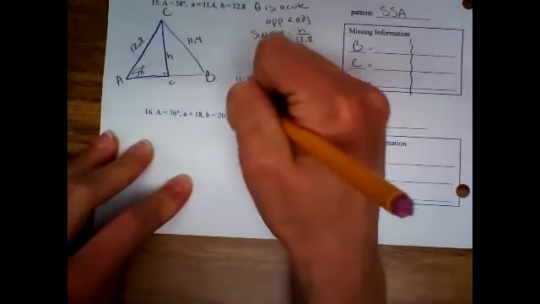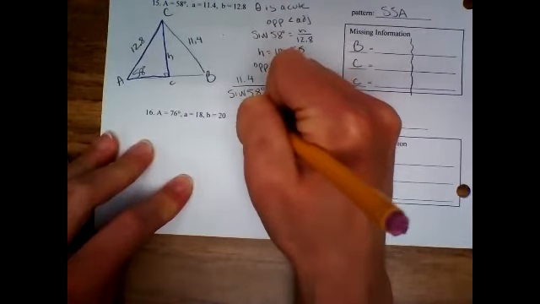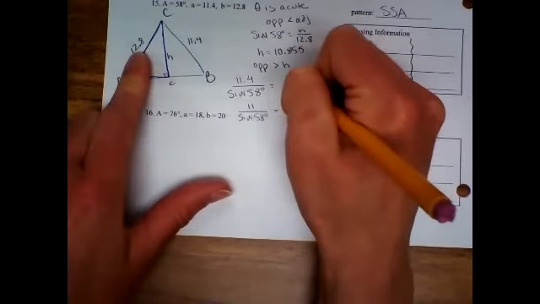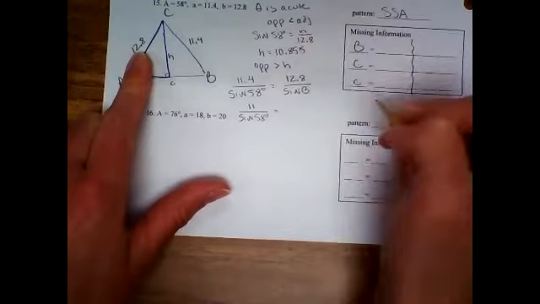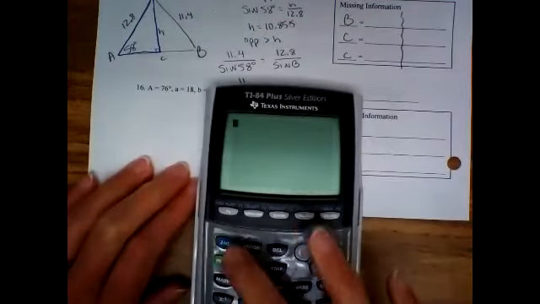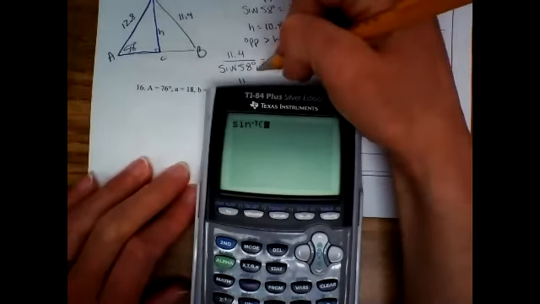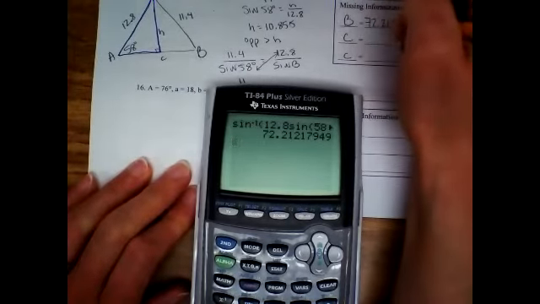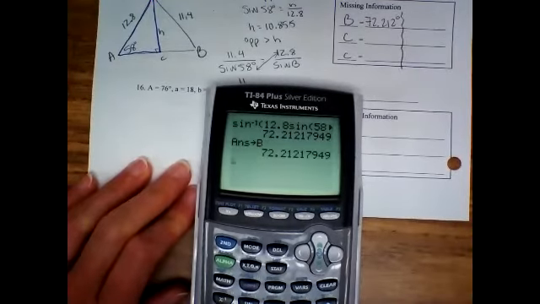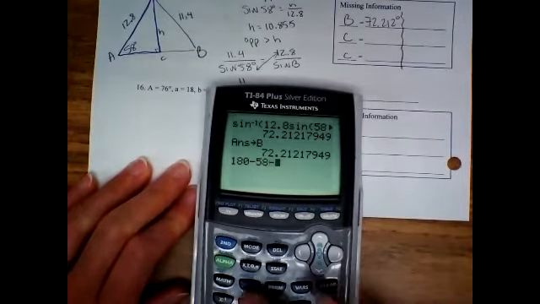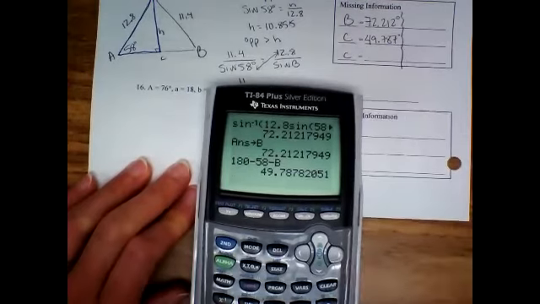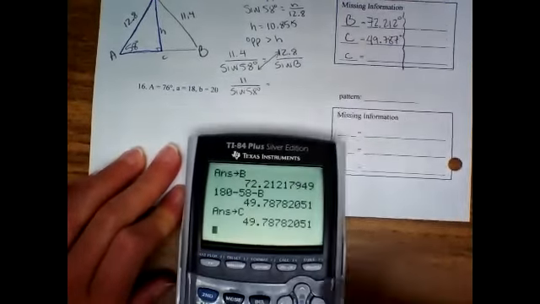It's 11.4 over sine of 58. I'm going to just go ahead and write that twice. Over here, we're going to have 12.8 over sine of B. So again, you want to hit second sine and then cross multiply and divide. All right, so 72.212 degrees, store that as B. To get C, just subtract the other two from 180. Store that as C.